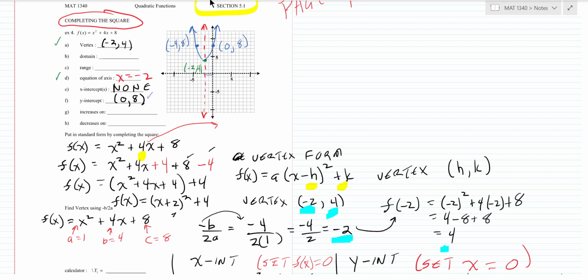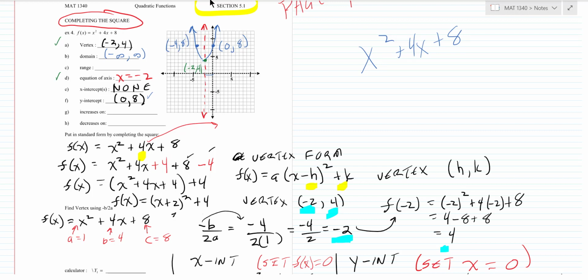Now, the rest of the stuff we've already learned. The domain would be what x can be. X can be anything on a quadratic function. There's no 0 denominator. Remember, you're looking at x squared plus 4x plus 8. X can be anything. You can plug any number in for x, and you'll get an answer back.